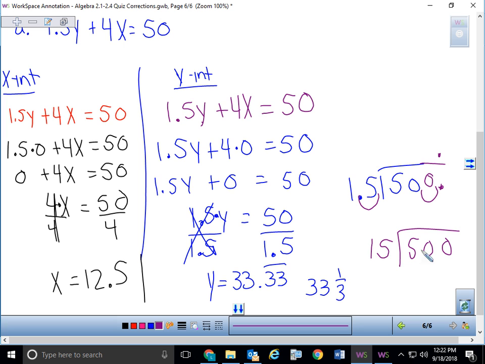And then again, that's not going to work out perfectly. You will get 33 and about 1/3 left over. It's just going to constantly repeat. But here I was going to say or 33 1/3.